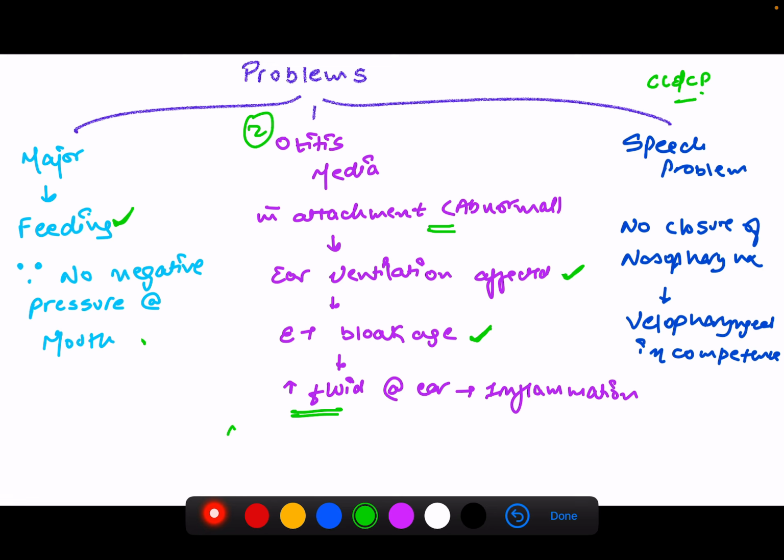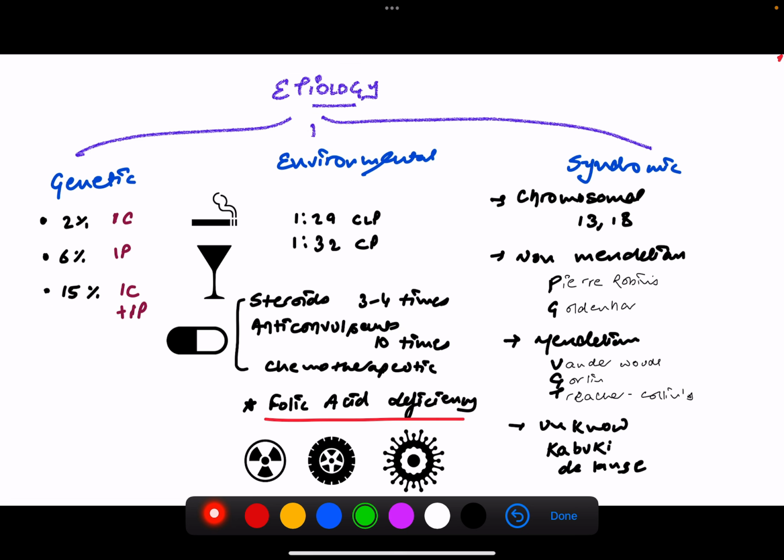Due to blockage, if this is a sewage pipe and there is some blockage, so what would be there? The fluid pressure inside will increase and inflammation will be there. The same occurs here also. For the third problem, there will be speech problems since there is no closure of the nasopharynx and velopharyngeal incompetence, that is VPI, will be present.